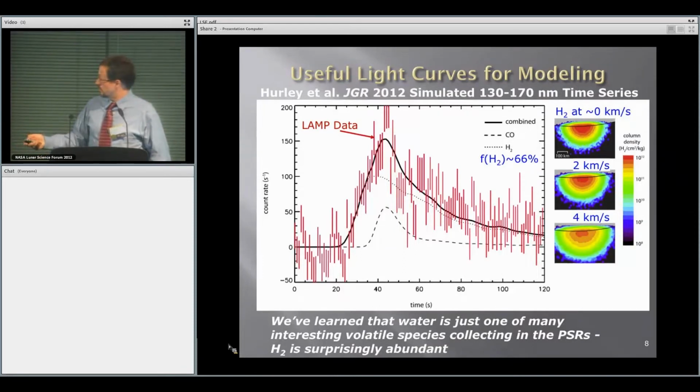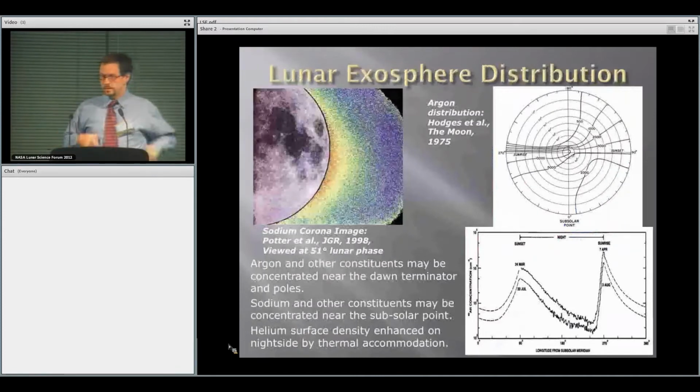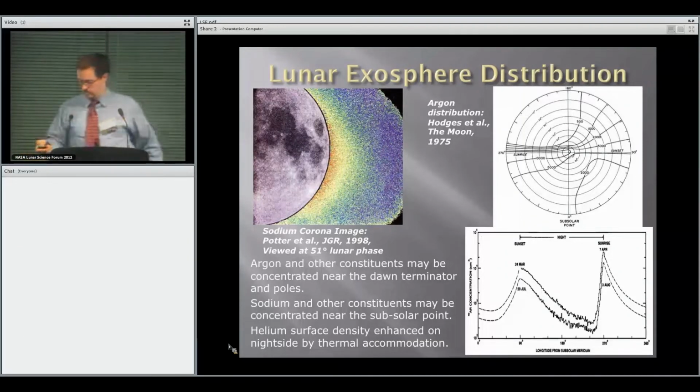Moving on to more persistent exospheric species that are more global. Here's again the famous image of the sodium corona produced by Drew Potter. And here it's expected that sodium is enhanced near the subsolar point, like you see here, where other species like argon are more localized to the dawn and dusk terminator regions, and perhaps more enhanced at the poles, where helium is doing a completely different thing, and it's more enhanced on the nightside, and thermal accommodation is a more important process for understanding the helium distribution.